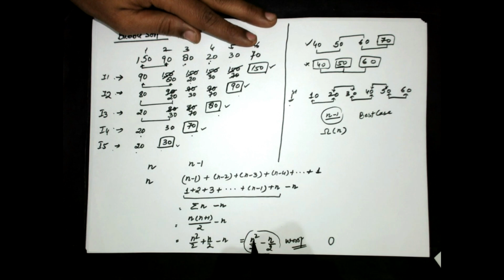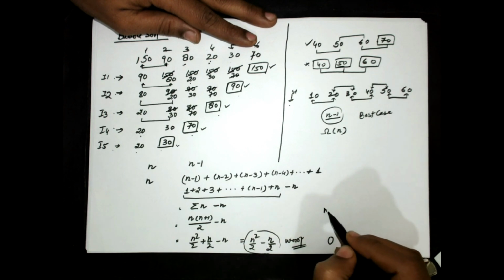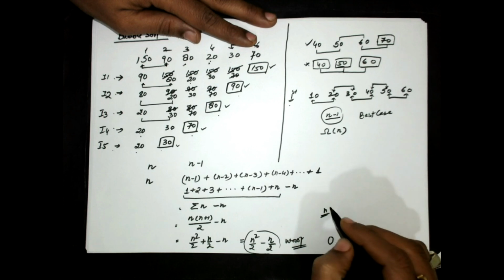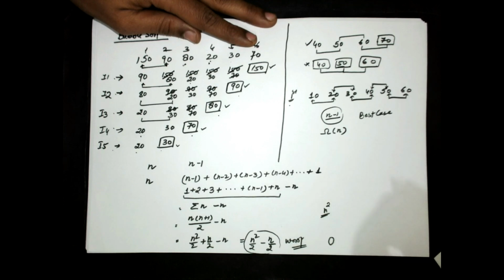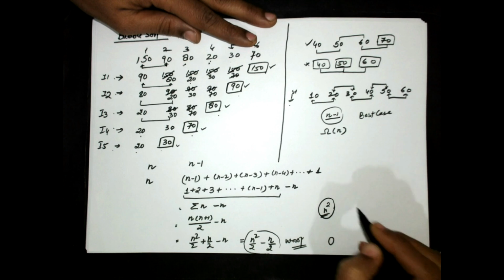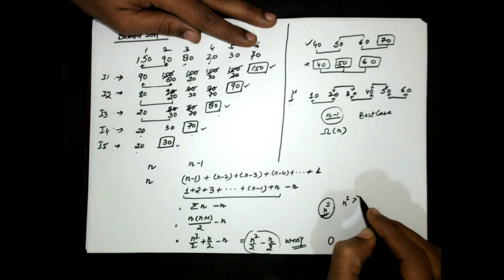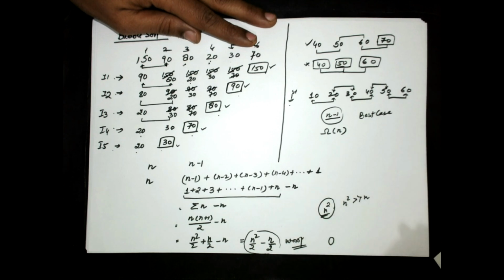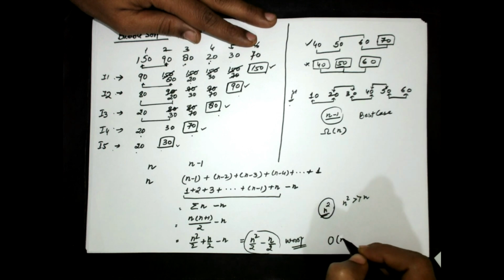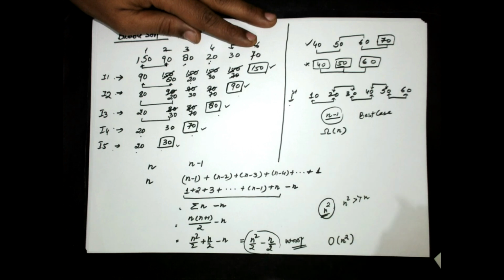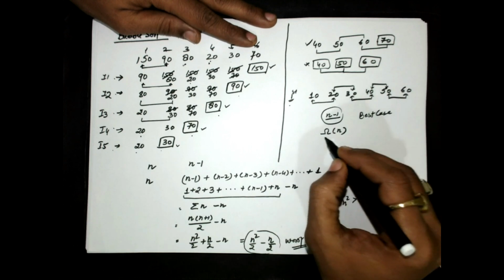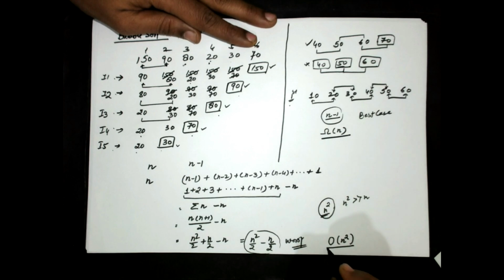Now out of the term n square by 2 minus n by 2, if I suppose n is very large, then n square will be even larger. It means the dominating factor here is n square. With respect to n square, n will be much smaller, or you can say that n square will be much larger than n. So my complexity will be written with respect to the dominating factor, which is n square. So now the best case complexity is omega n, and the worst case complexity is big O n square.